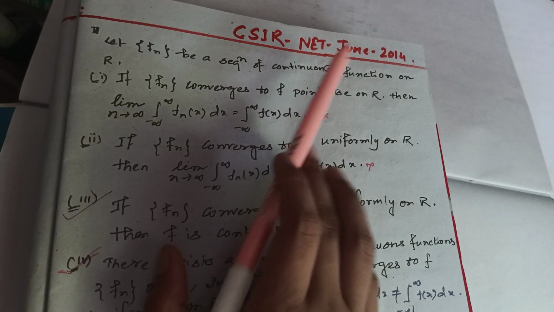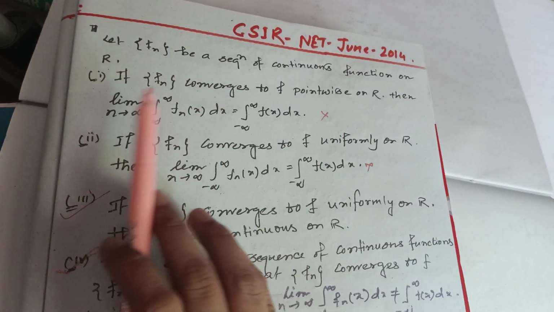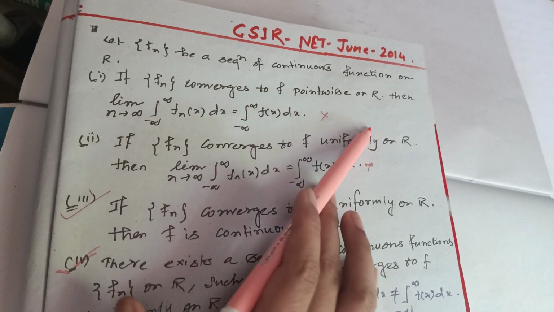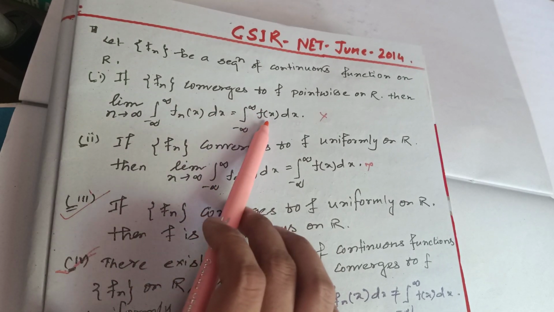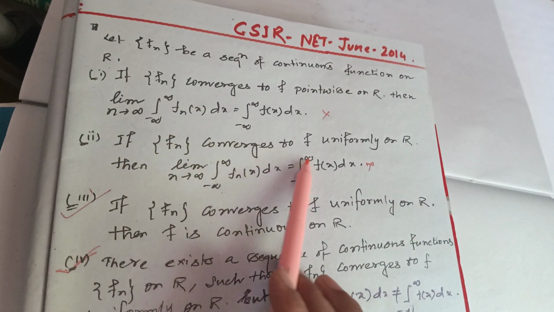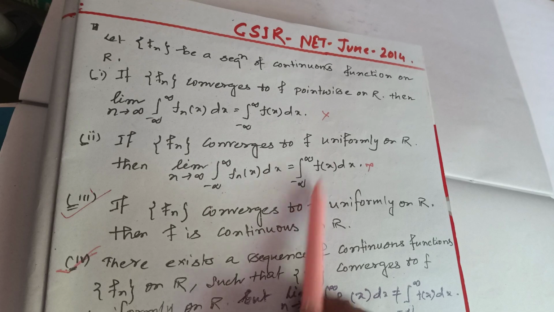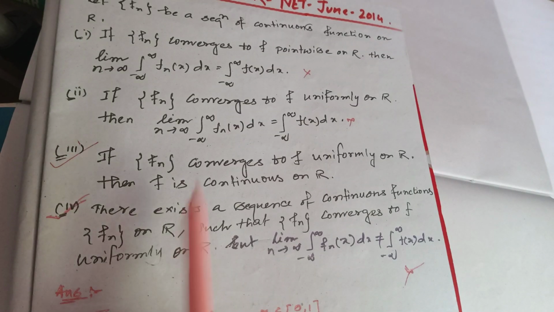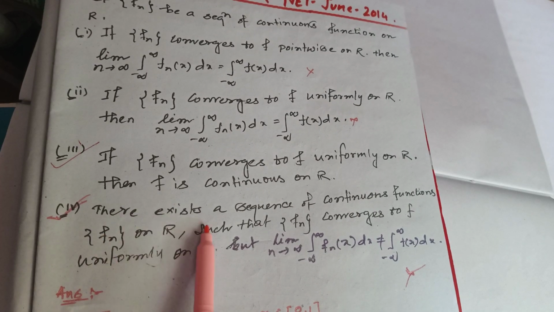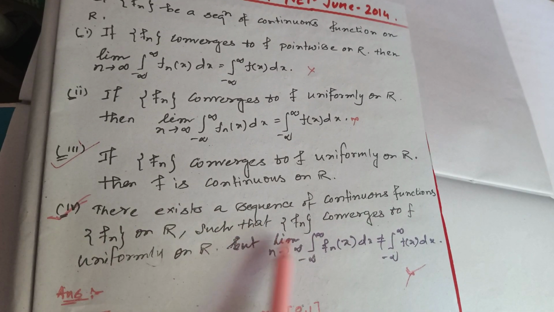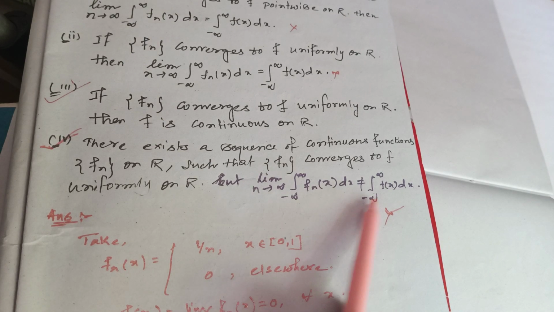This question is based on CSIR NET June 2014. The question says let Fn be a sequence of continuous functions on R. The first option says that Fn converges to f pointwise on R, then limit n tends to infinity of the integral from minus infinity to infinity of fn x dx equals the integral from minus infinity to infinity of f x dx. The second option says that if Fn converges to f uniformly on R, then limit n tends to infinity of the integral of fn x dx is equal to the integral of f x dx. The third option says that if Fn converges to f uniformly on R, then f is continuous on R. The fourth option says that there exists a sequence of continuous functions Fn on R such that Fn converges to f uniformly on R, but limit n tends to infinity of the integral from minus infinity to infinity of fn x dx is not equal to the integral of f x dx.